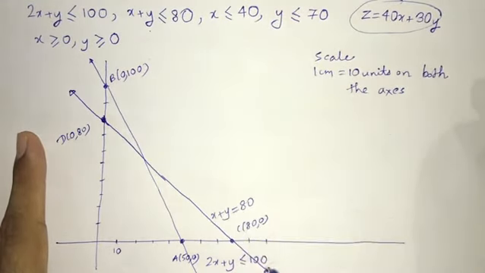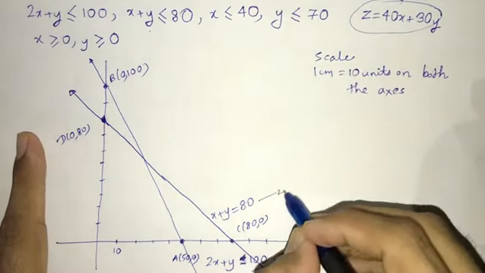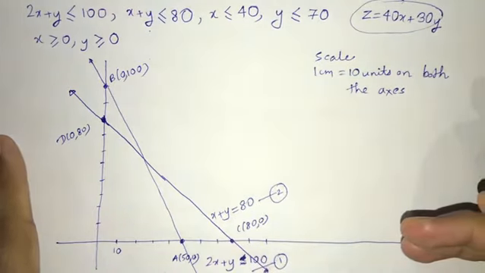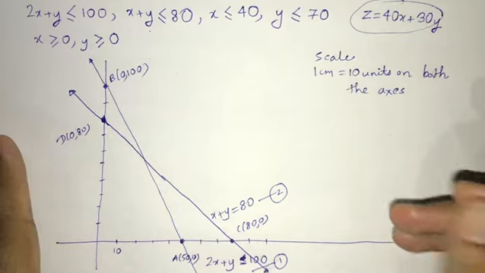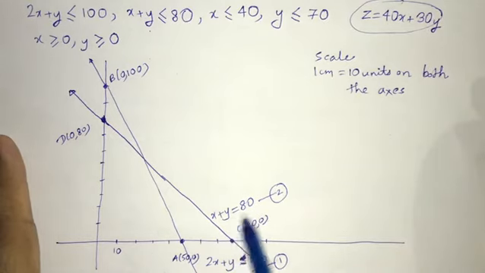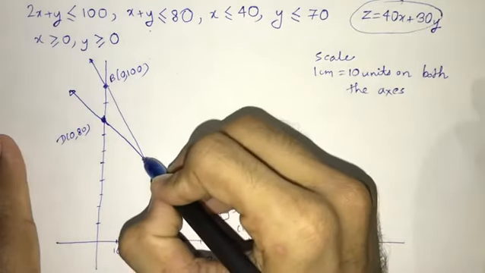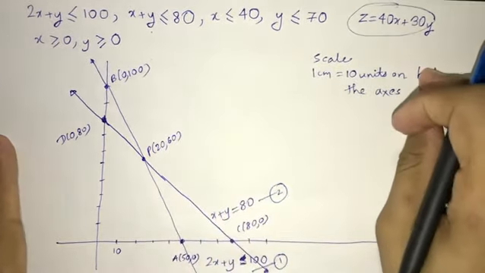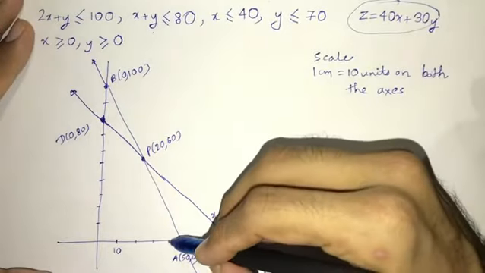If we solve these two equations, 2x plus y equal to 100 and x plus y equal to 80, simultaneously, we subtract and get x as 20 and y as 60. So the point is (20, 60).